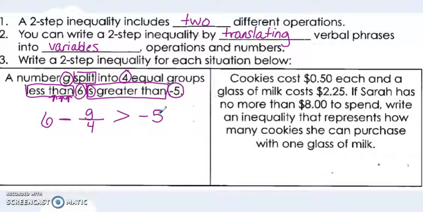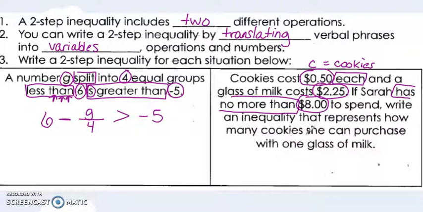Cookies cost 50 cents each, so we will circle the 50 cents, and a glass of milk costs $2.25. Sarah wants to spend no more than $8, and we want to write an inequality that represents how many cookies she can purchase. So we are going to define the variable C and make C equal to cookies. We will box in our keywords: each, and no more than.